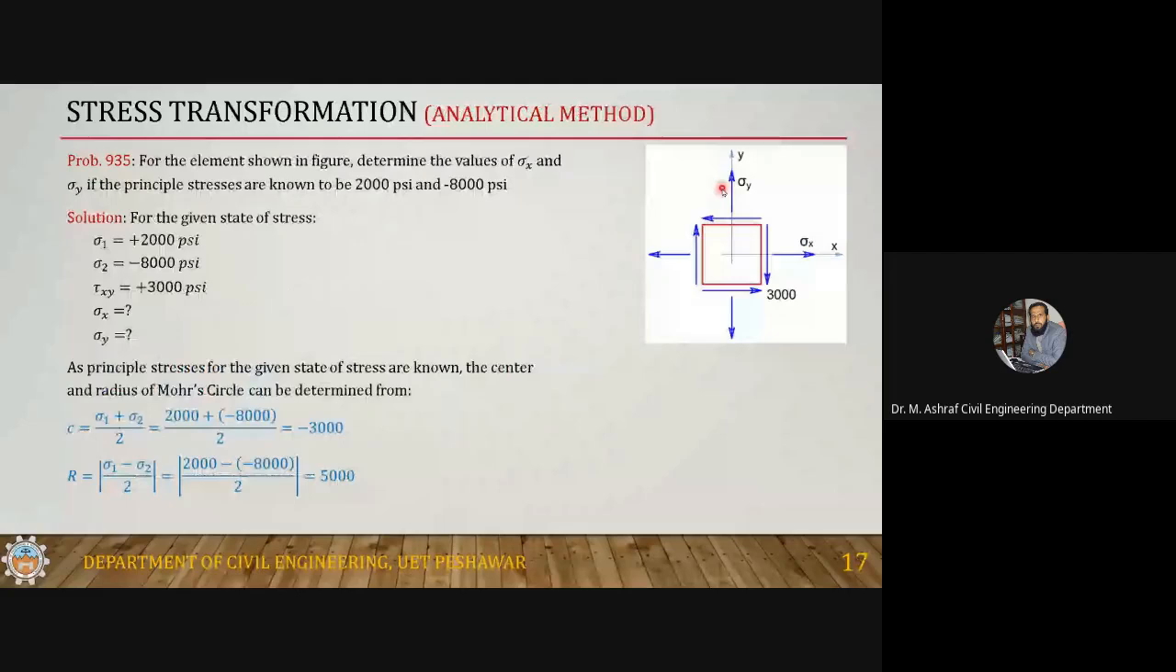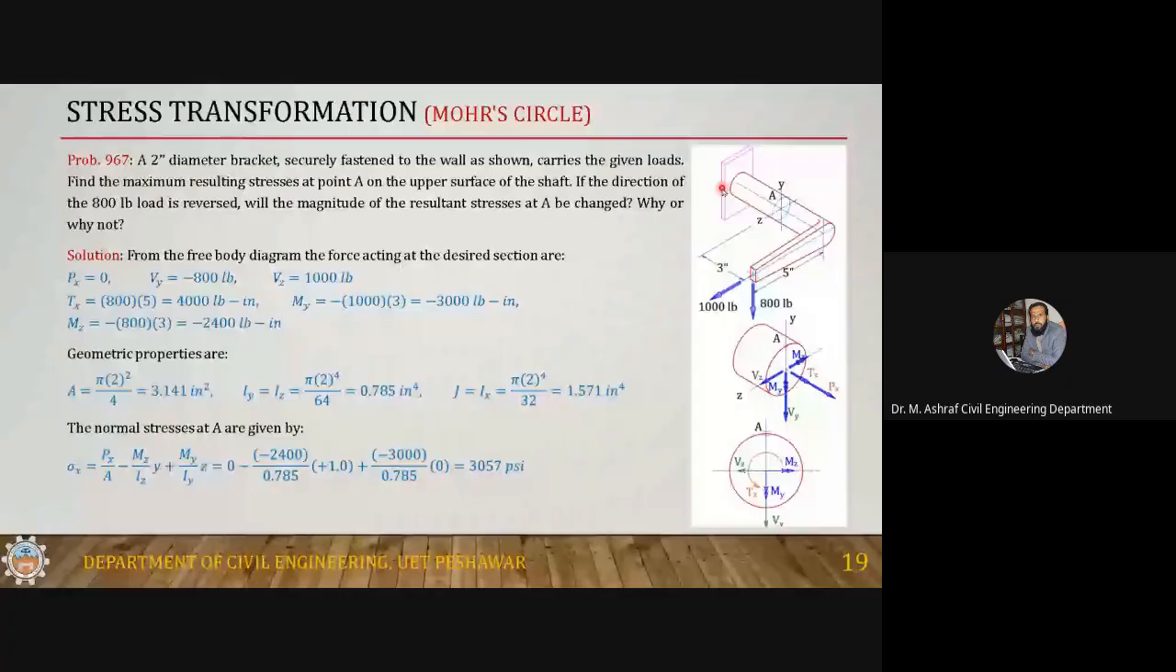ठीक है. Now this is the last problem, last but not the least. ठीक है ना, इसमें बहुत सारी चीजें हैं इस प्रॉब्लम में. There are many things in this problem, and this is problem 967.